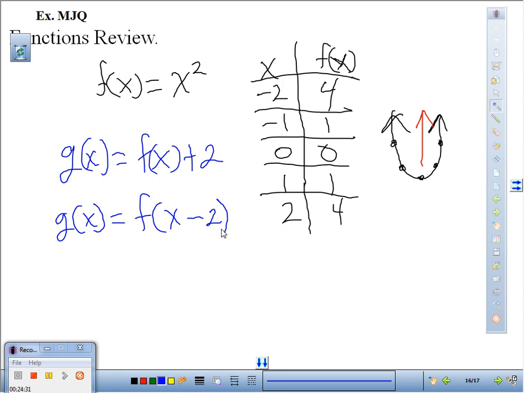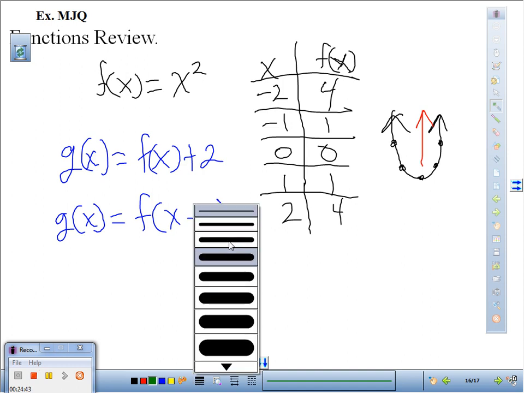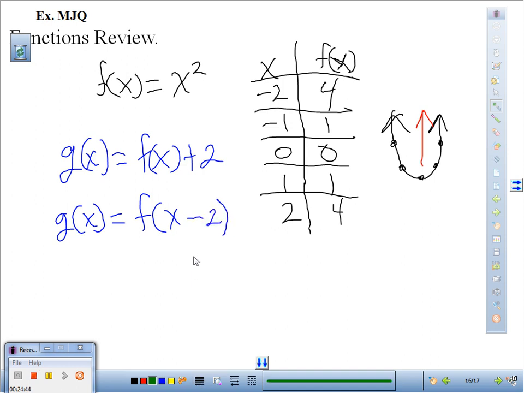Now that did something to the original function. Tell your neighbor what it does. This one moves the function to the right 2 steps, the whole function to the right. Now this is where some of you get confused. Look up to the screen. Why is the confusion for this part?